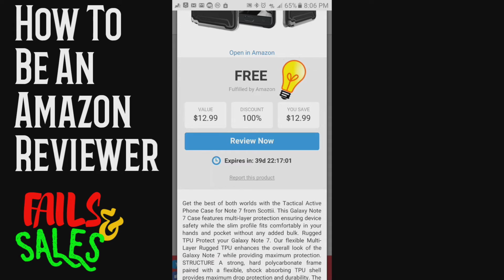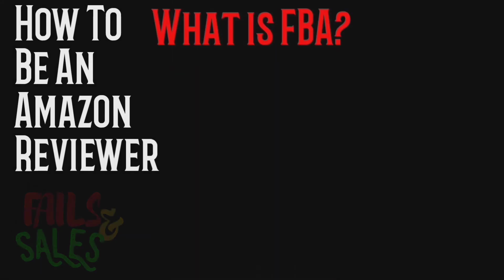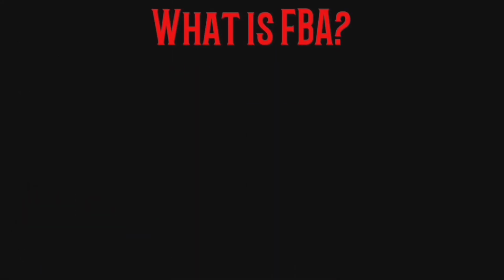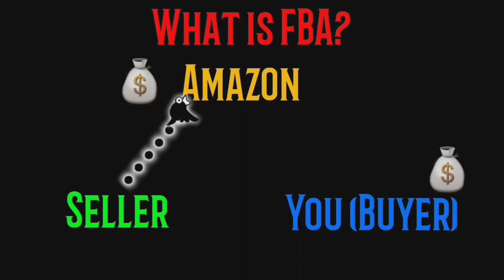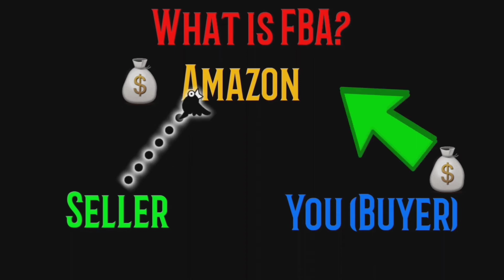Now, what I didn't explain in the last video is what exactly is fulfilled by Amazon. This whole review thing could not have been done a couple of months ago, but Amazon recently started something called fulfilled by Amazon. Basically, anybody who's selling a product on Amazon ships all of their products to them, and then Amazon ships it out as it gets ordered.